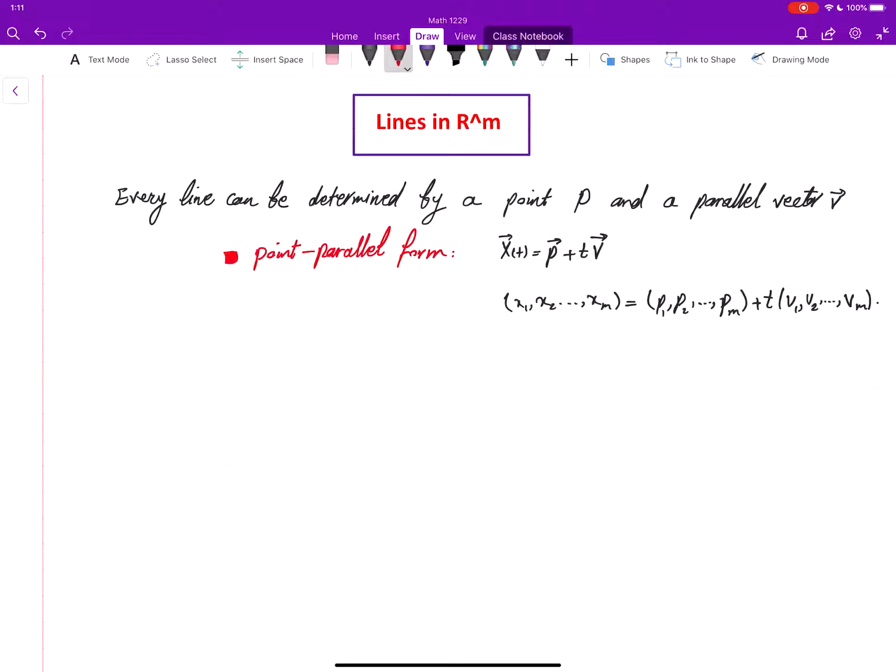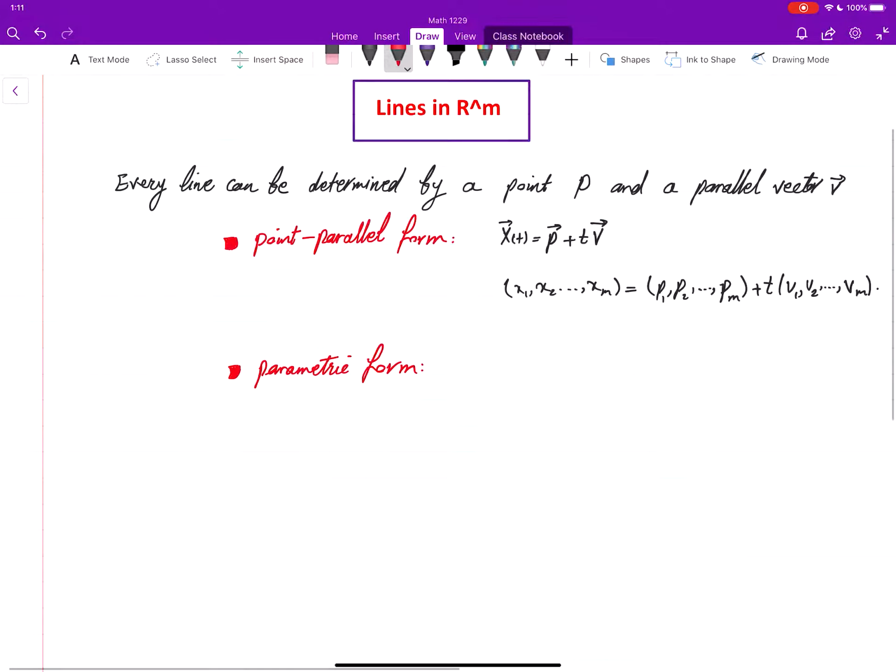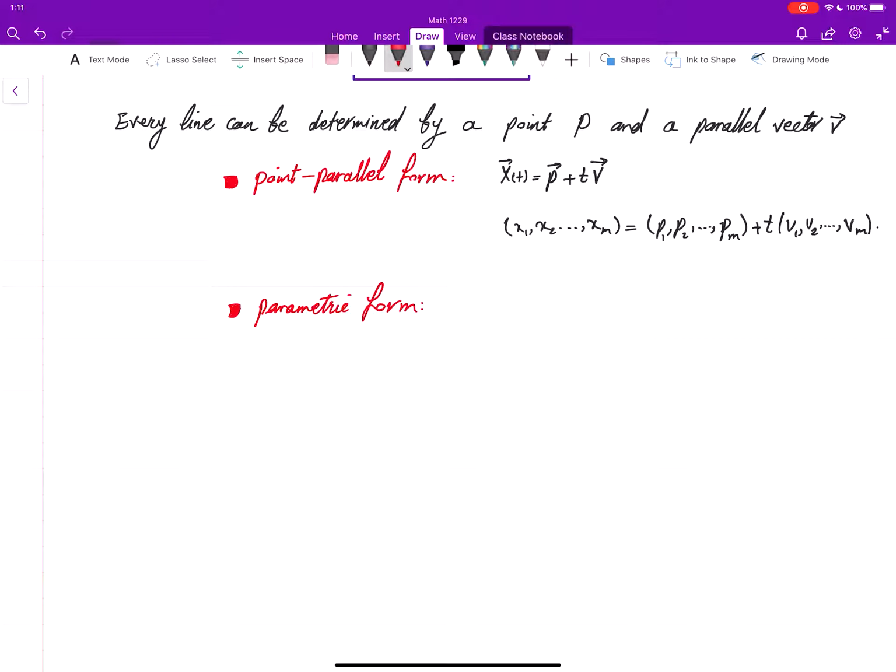How about the other form, which was the parametric form? Well, the parametric form is also the same. So basically, you write the equation for every component separately. So x1 is going to be p1 plus tv1, x2 is going to be p2 plus tv2, x3 equals p3 plus tv3, and this continues up to the mth component. So we have m equations.